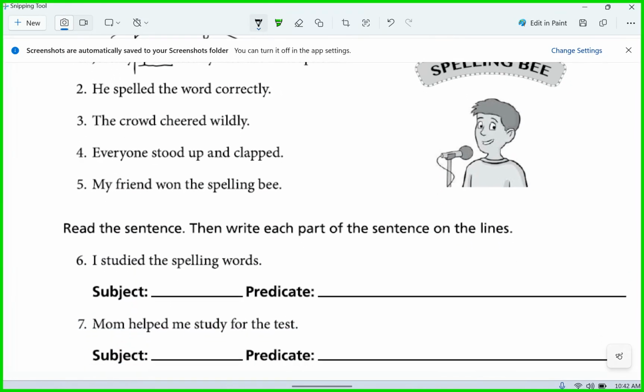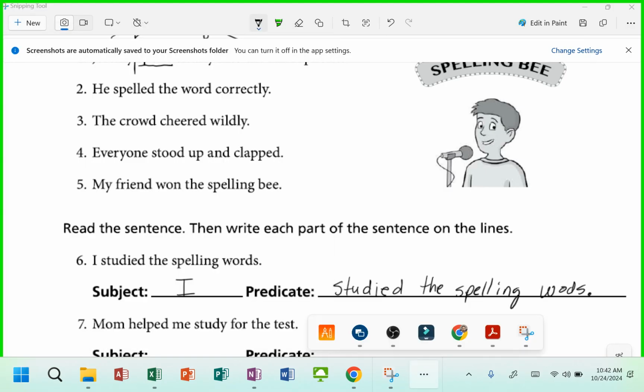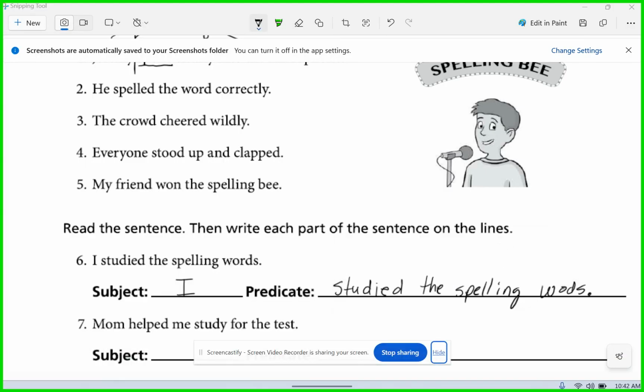Let's go down here. It says, read the sentence, then write each part of the sentence on the lines. I studied the spelling words. I is the subject. And what did I do? This is where you're going to work on your handwriting a lot. All right, there you have it. That's subject and predicate, your official introduction to those.